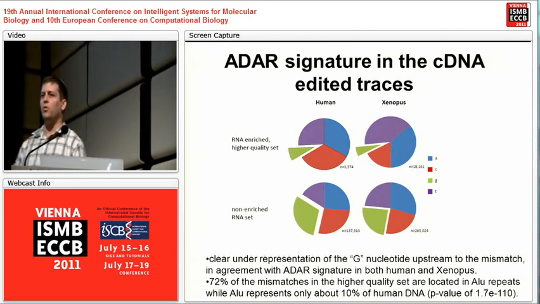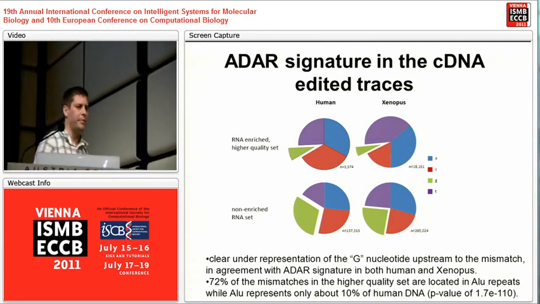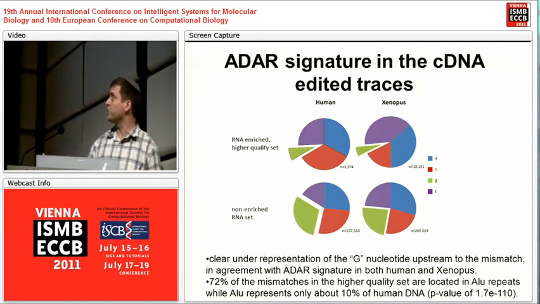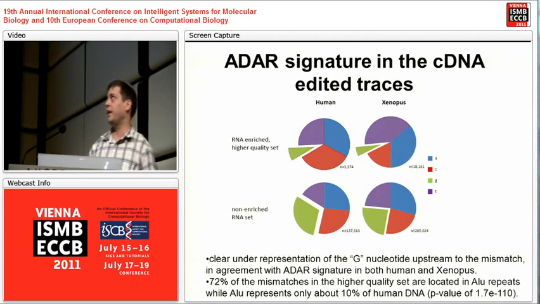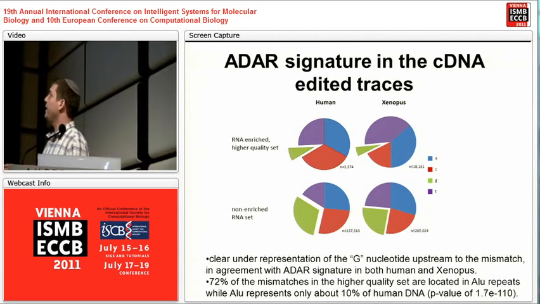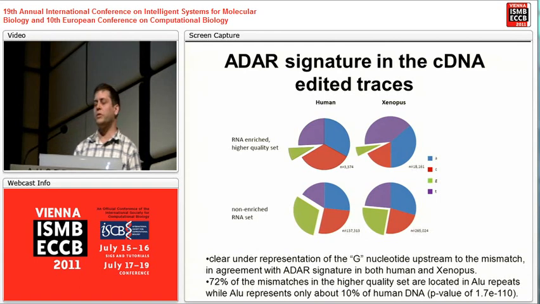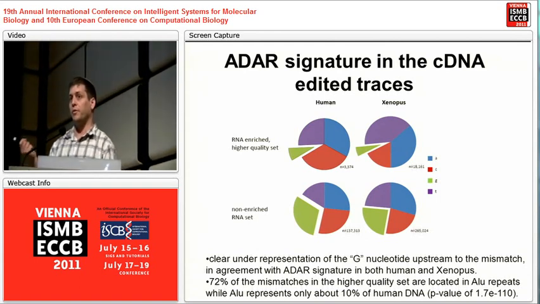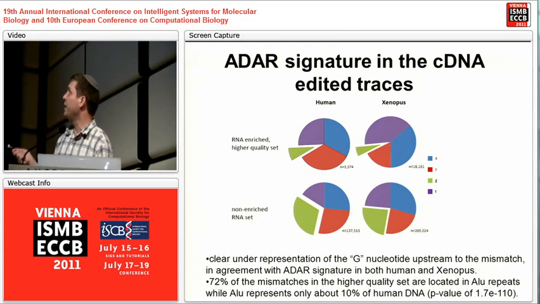Moreover, we know that in human, editing takes place mainly in Alu repeats, and indeed most of these sites are located inside Alu repeats. Interestingly, we found a large number of editing sites in Xenopus, and Xenopus till now has, as far as I know, almost no documented editing events. Also, the ADAR enzyme was first cloned in Xenopus. So now we have a lot of sites that can be tested and studied for editing.